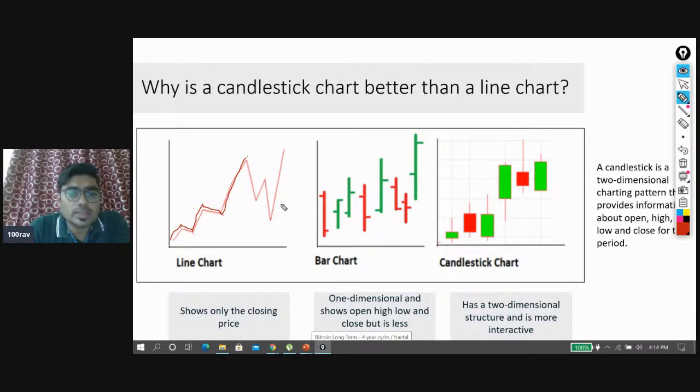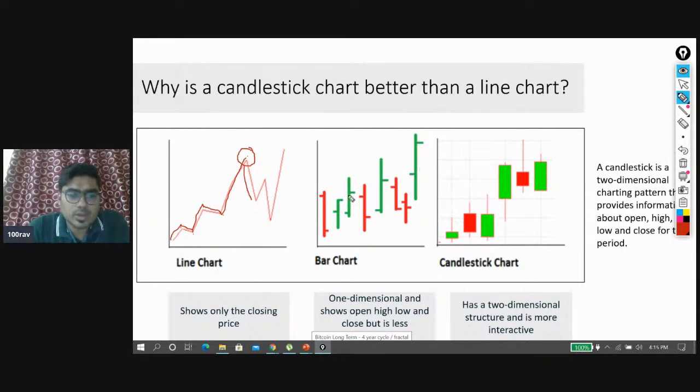We do not understand how it worked in the day. I mean, were the buyers more active? Were the sellers more active? Or how it went? We don't know that. So that is the only drawback here. Now see, here the price closed up, but then there was a big down. Was there any indication here? This we can find out easily with the candlestick chart.